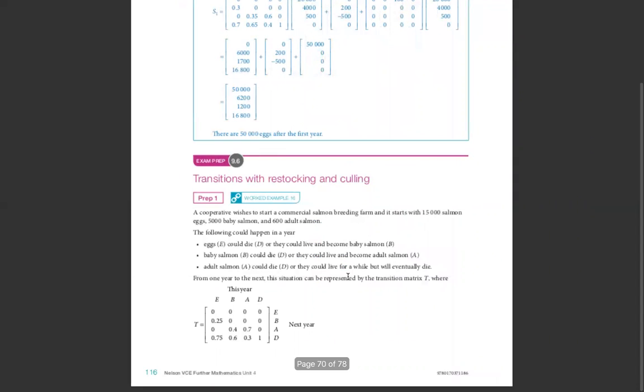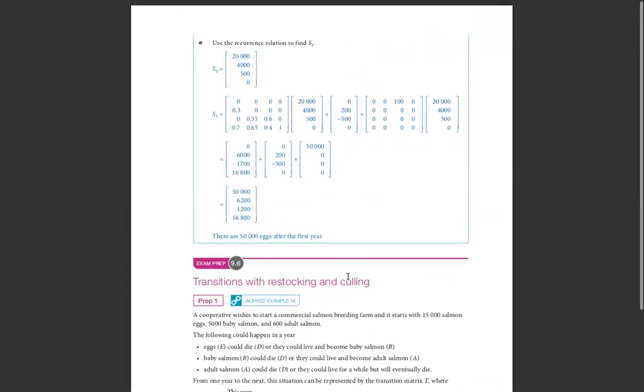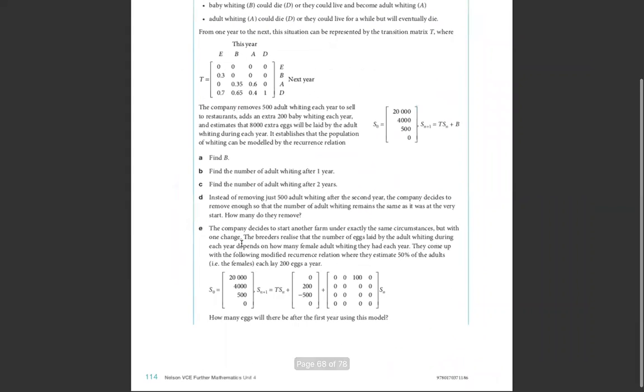Okay, and then part E. In part E, the company decides to start another farm under exactly the same circumstances, but with one change. The breeder realized that the number of eggs laid by the adult whiting during each year depends on how many female adult whitings they had each year. So they come up with the following modified recurrence relation, where they estimate 50% of the adults, that is the females, each lay 200 eggs a year. So now they have given you a new situation here, a new transition matrix here.